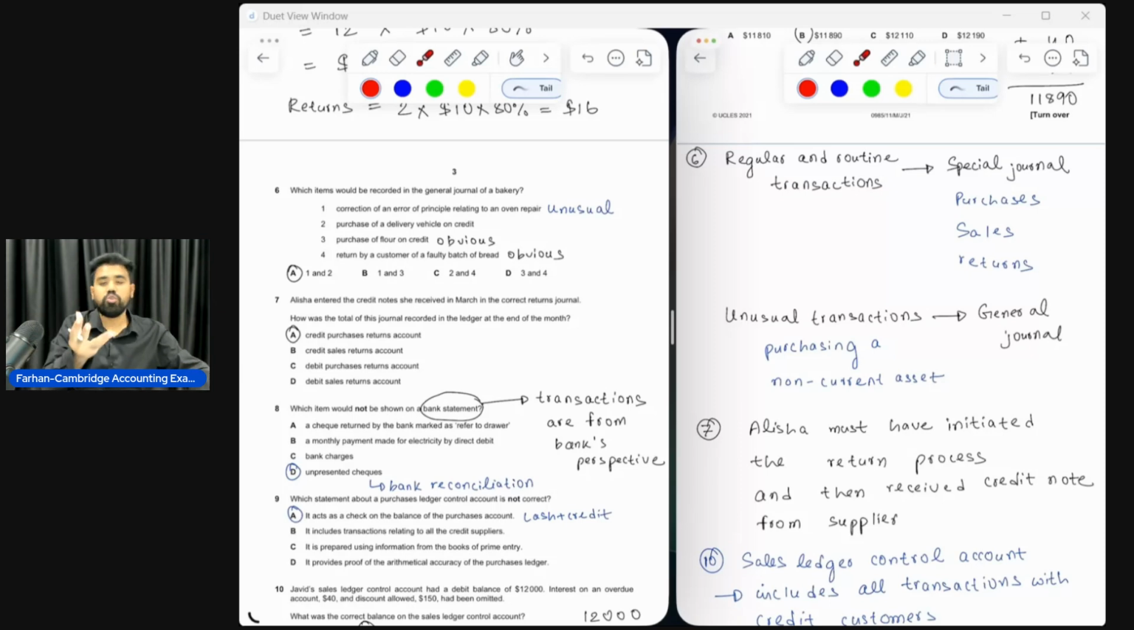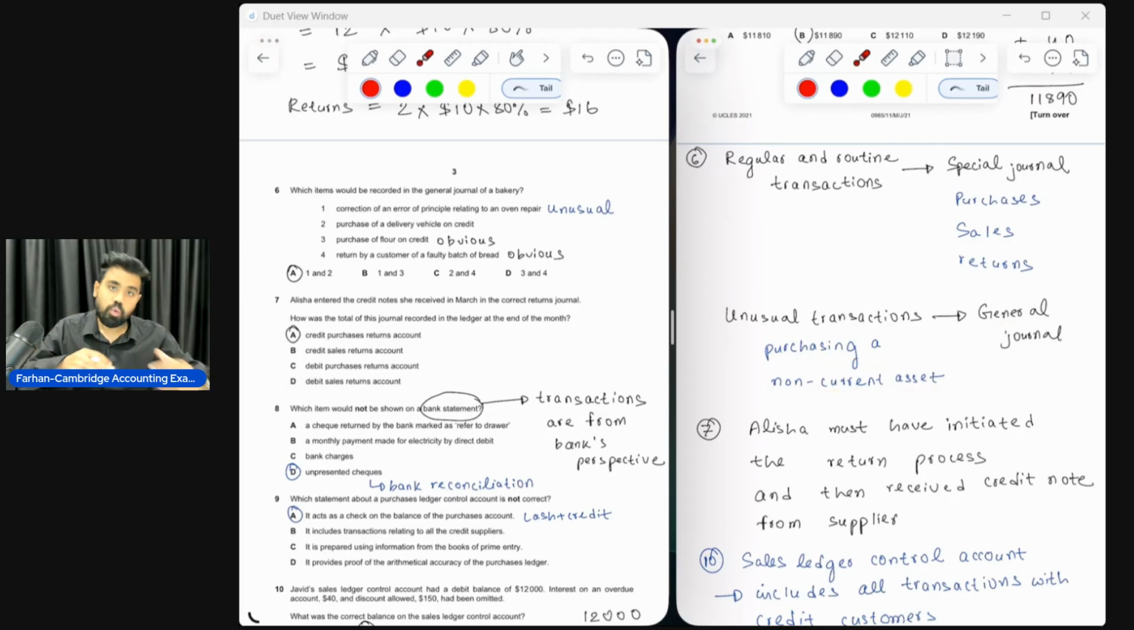What about any unusual transactions? What can be unusual for a bakery? For example, purchasing a non-current asset, which is a buy that we don't always do. We are buying it all of a sudden. That is what is mentioned in statement number 2. Purchase of a delivery vehicle on credit. It is a big decision because of the substantial amount of investment that is necessary, right? Which is unusual to the day-to-day activities that a bakery generally performs, which is to make bread and stuff. So we can say that unusual transactions, for instance, the purchasing of a non-current asset, are what we will include in the general journal, all right?